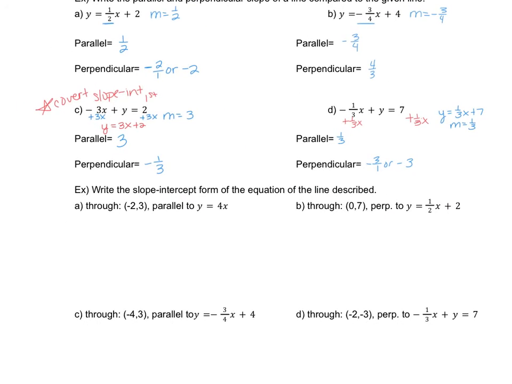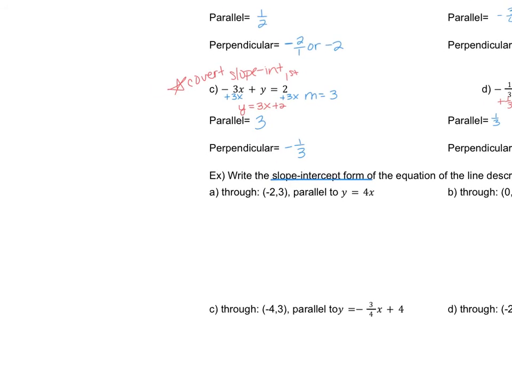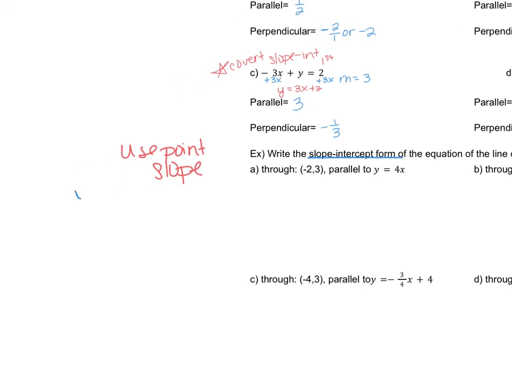Okay, so here we go. Write the slope-intercept form of the equation of the line described. Whenever we do this, we're going to need to remember what point-slope form is. There are a few different ways to teach this, but my favorite way is to use point-slope form, which, if you don't remember, write it down. It is y minus y1 equals m times the quantity x minus x1.